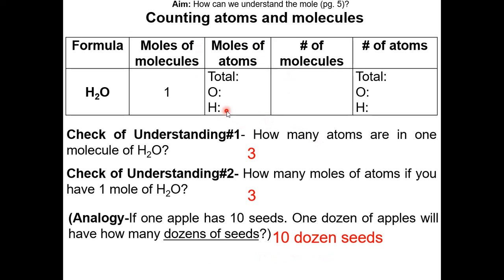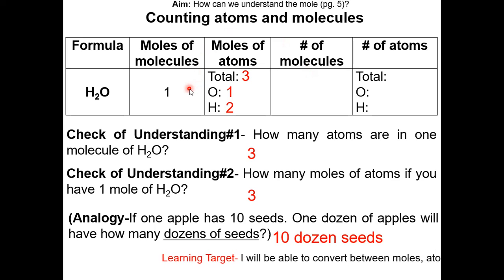So now let's fill in this table. We have 3 moles of atoms. So how many moles of oxygen atoms are present in 1 mole of H2O? Since the number of water and oxygen are 1 to 1, there is 1 mole of oxygen atoms. For hydrogen atoms, since 1 molecule has 2 hydrogens, there'll be 2 moles of hydrogen atoms. Notice if we add up the moles of oxygen and hydrogen, they add up to the total, which is 3.